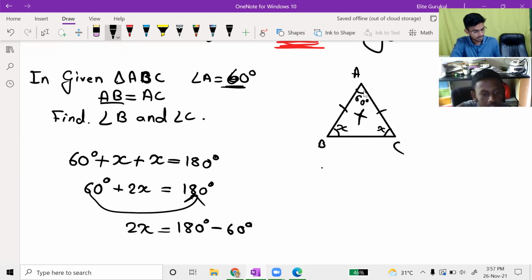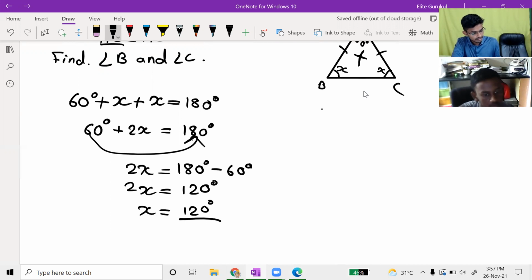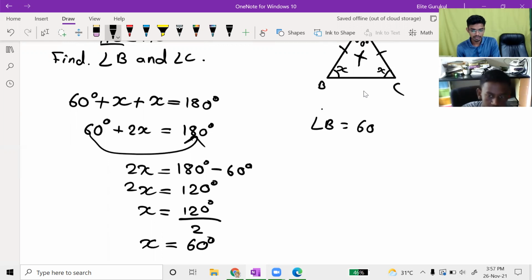Then 2x is equal to 180 minus 60, how much? 120 degree. So x will become 120 degree divided by 2. So x will become how much? 60 degree. So your angle B will also be 60 degree and your angle C will also be 60 degree.